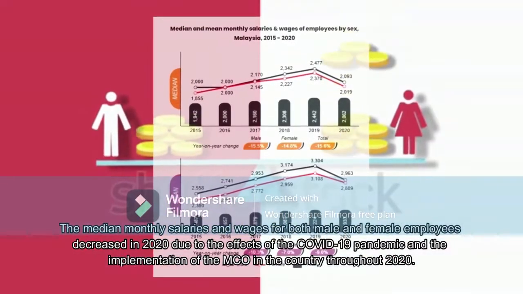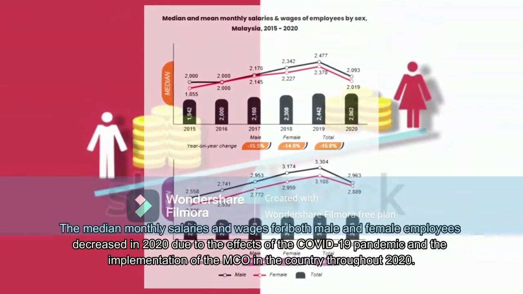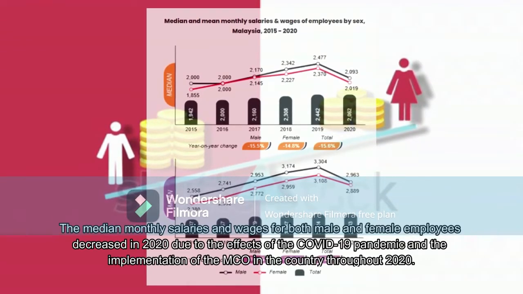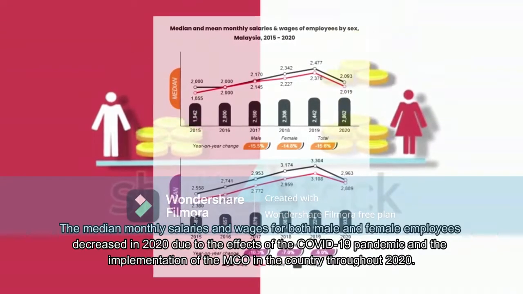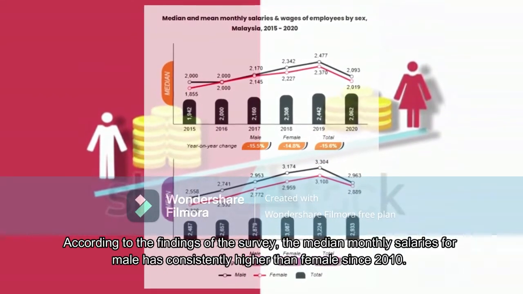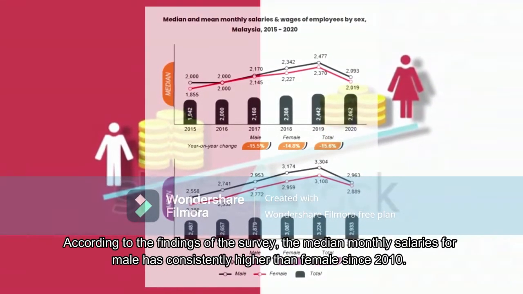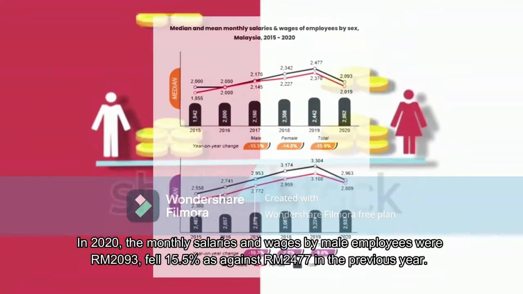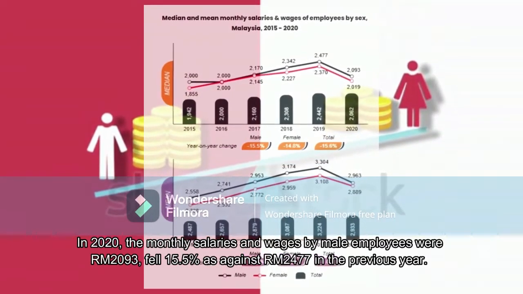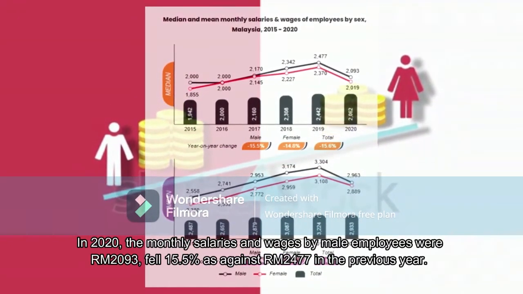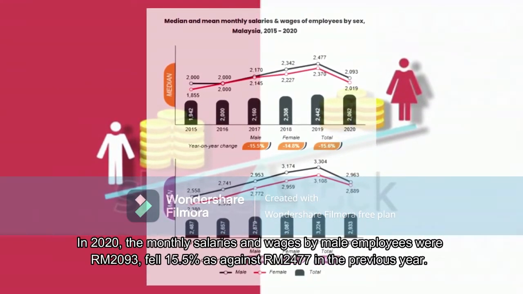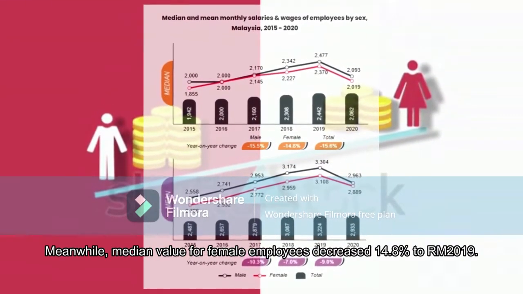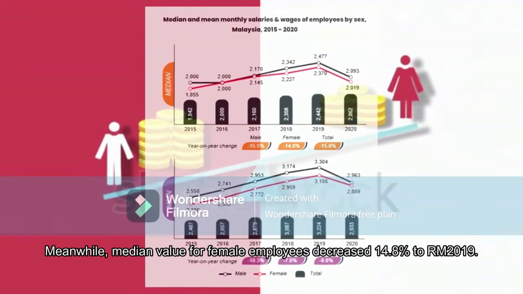The median and mean monthly salaries and wages for both male and female employees decreased in 2020 due to the effects of the COVID-19 pandemic and the implementation of the MCO in the country throughout 2020. According to the findings of the survey, the median monthly salaries for males have been consistently higher than females since 2010. In 2020, the monthly salaries and wages of male employees were RM2,093, down 15.5% from RM2,477 in the previous year. Meanwhile, the median value for female employees decreased 14.8% to RM2,019.